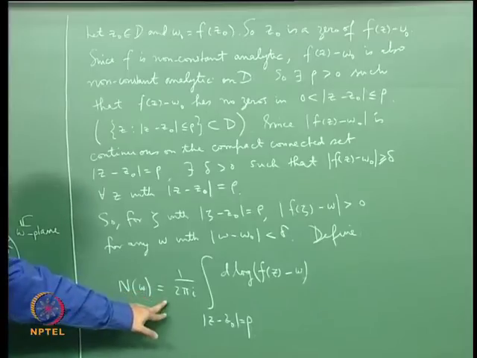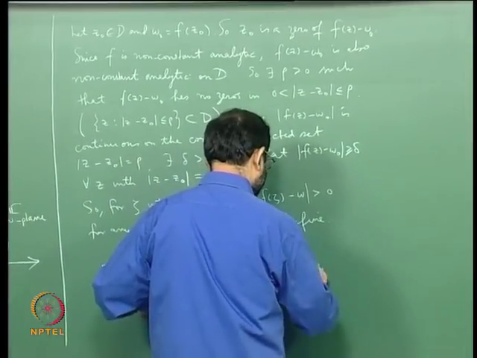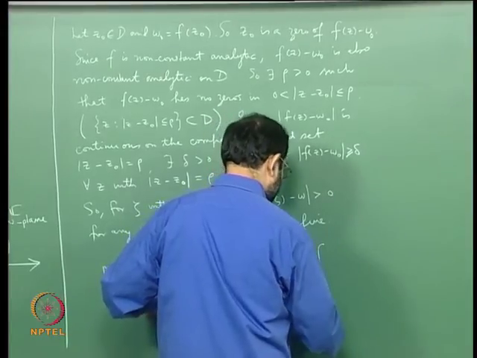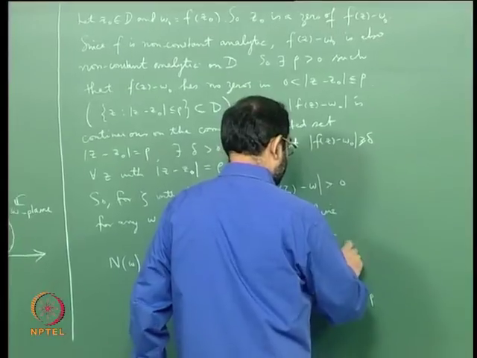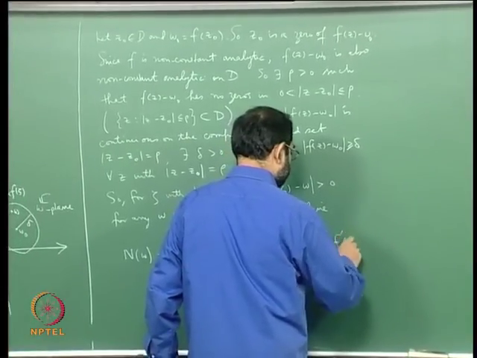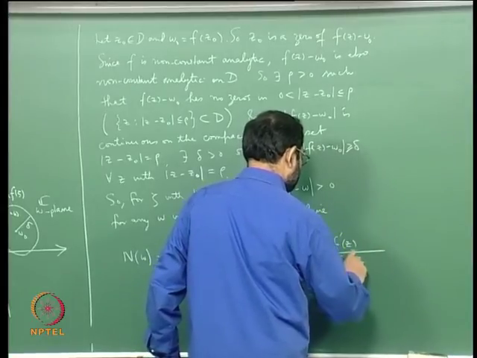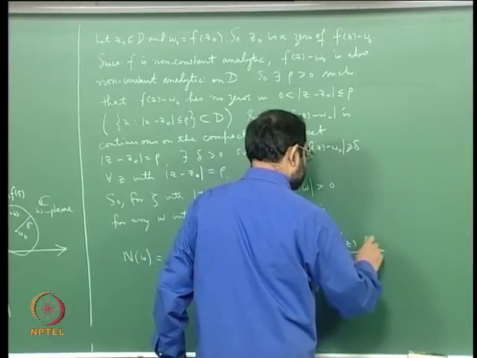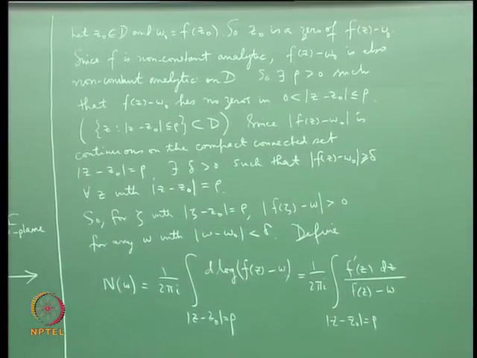I want you to understand this. In other words, what is this? This is just 1 by 2πi integral over |z − z₀| equal to ρ of f′(z) by f(z) − w dz. This is what it is. That is the logarithmic derivative. Okay.